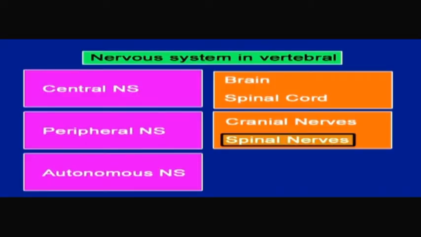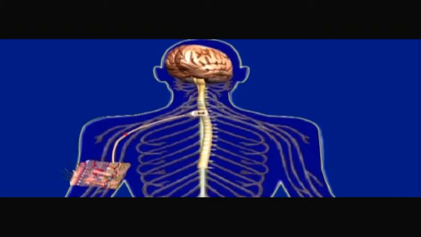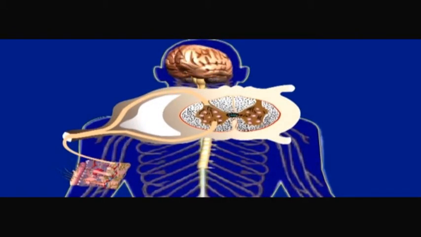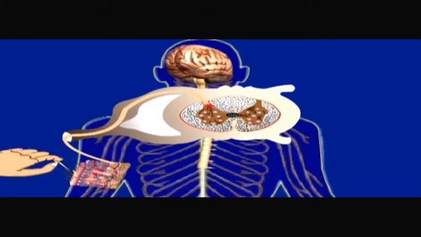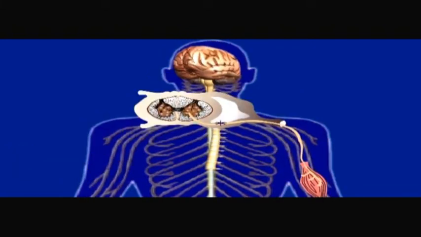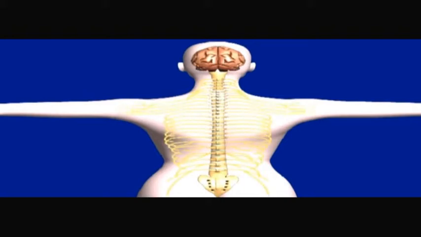Spinal nerves. Spinal nerves take their origin from the spinal cord. All the spinal nerves are mixed nerves having both sensory and motor fibers. The nerve fibers arising from the dorsal horn are sensory in function, and nerve fibers arising from the ventral horn are motor in function. These supply nerve fibers to different organs present in the trunk and appendages.